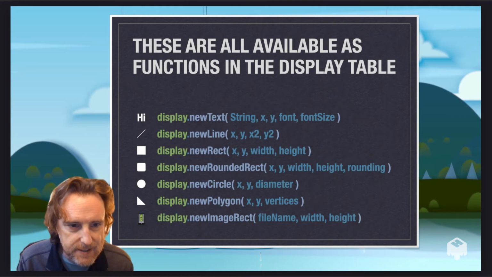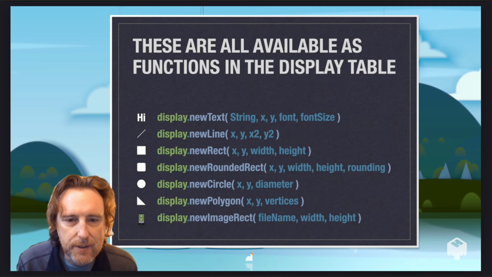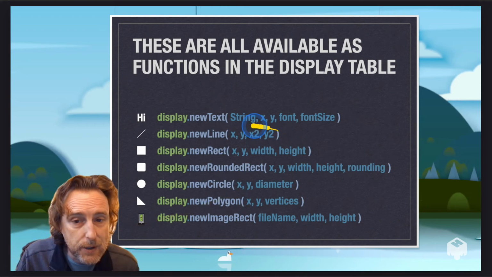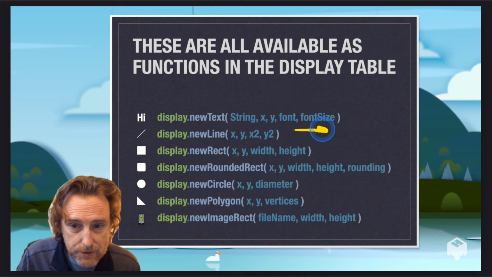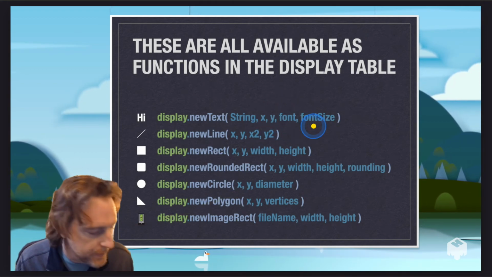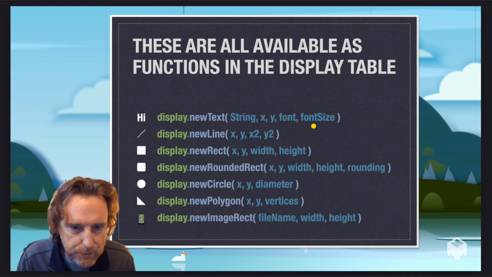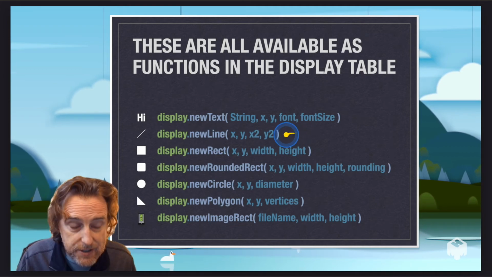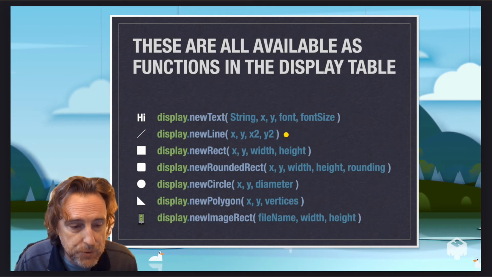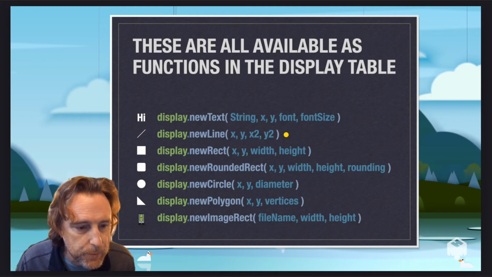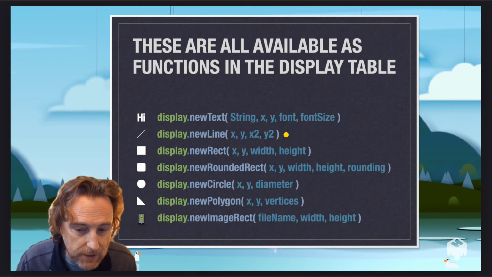For the text, as an example at the top, you give it a string, an XY location, a font to use, and a font size to use. You obviously don't give that same information to all of the shapes. That wouldn't make sense. So for lines, and we actually did touch on lines last time, you give it two XY values that represent the starting point and the ending point for the line.